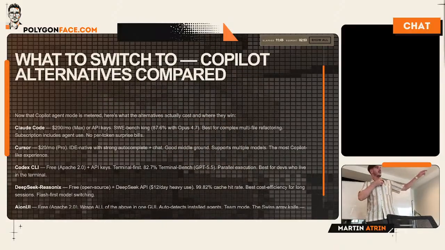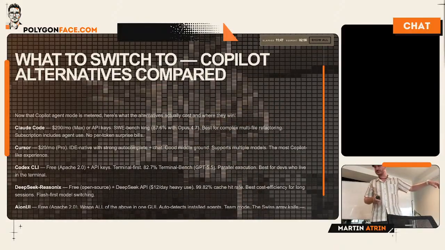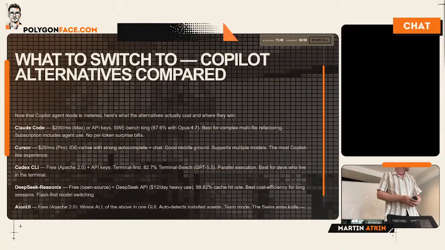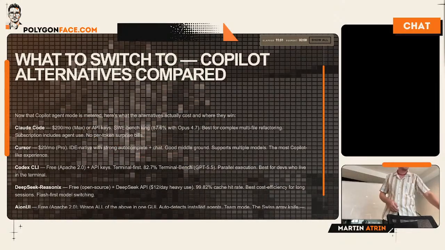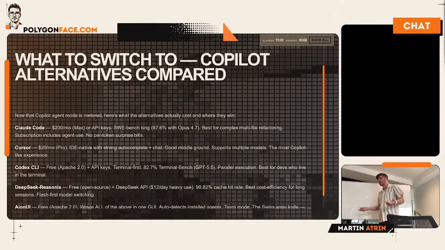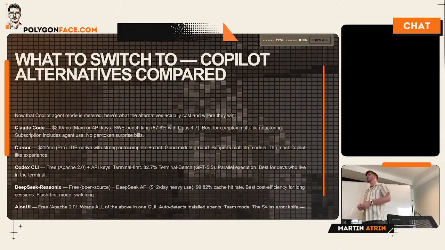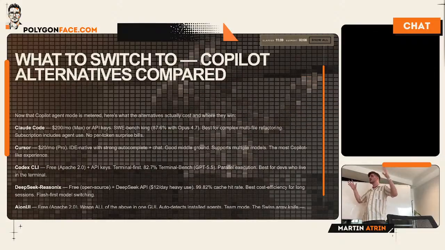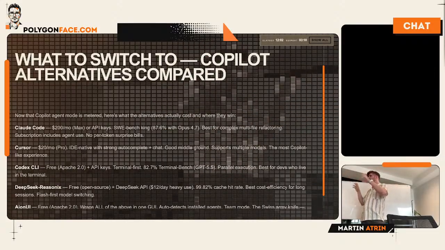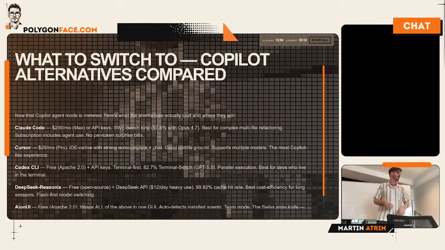So, other options on the market. With Claude Code for $200, you can pretty much build whatever the hell you want. It's a little bit technical. There is very little hand-holding, but the Claude ecosystem is starting to become very much the Apple of the AI world.